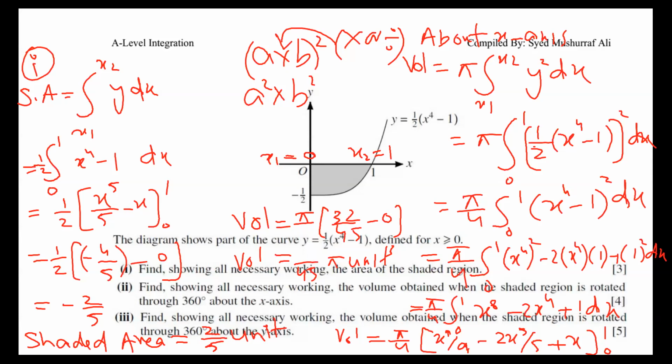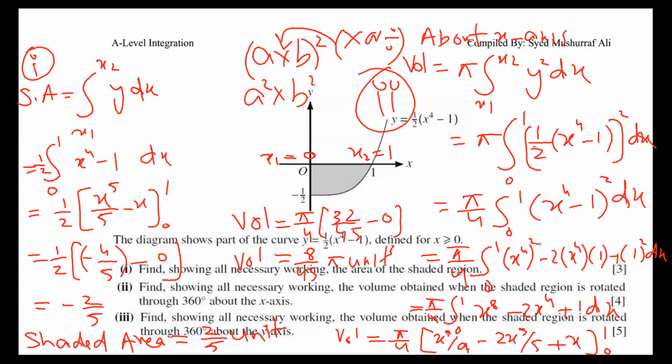Then it changes. Then what is the answer? 8, 8, 4. Yes, sir. 32. Is it okay now? Correct? Yes, sir. All of you please take a screenshot so I can go for part number 3. This is part number 2 done. So now please take a screenshot. 8 by 45 pi unit cube is the answer.